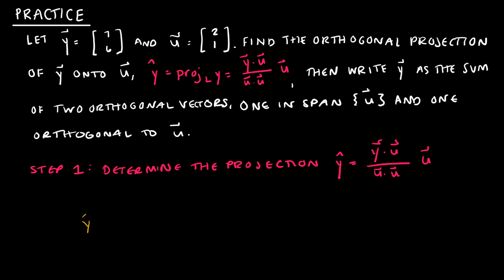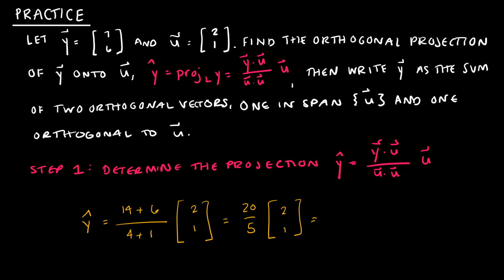So y hat, which is a projection, is found by taking the inner product of y and u, so that's 7 times 2 or 14 plus 6 times 1 or 6, over the inner product of u with itself. So that's 2 times 2, which is 4, and 1 times 1, which is 1. And that's going to be taken times vector u, which means I have 20 over 5 times vector u, which means 20 over 5 is 4 times vector u. So my projection is (8, 4).